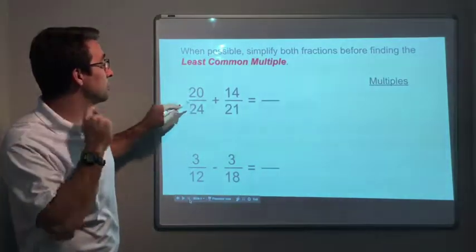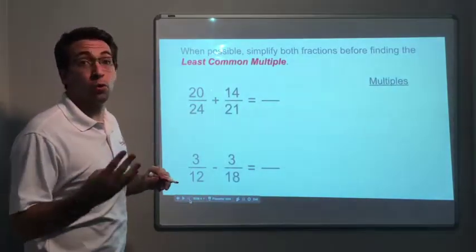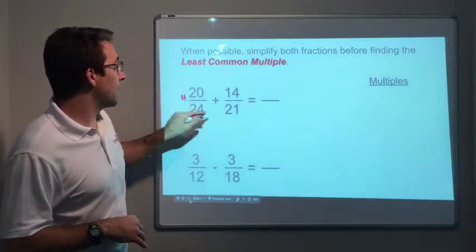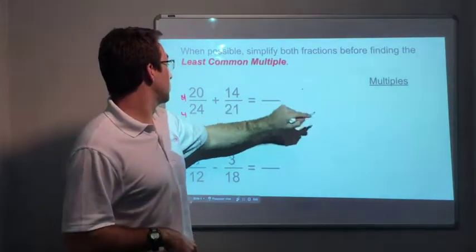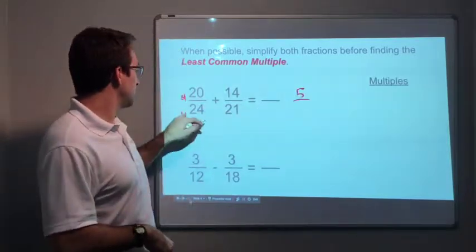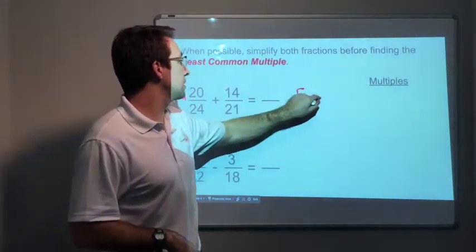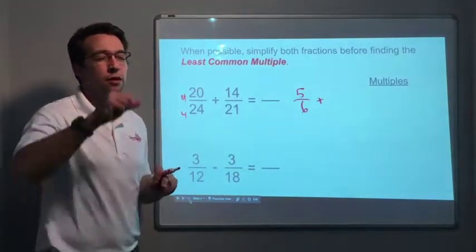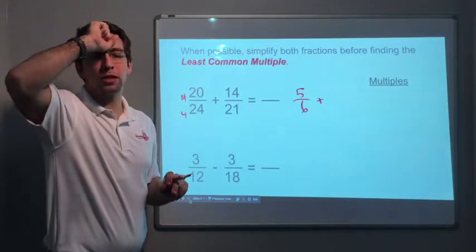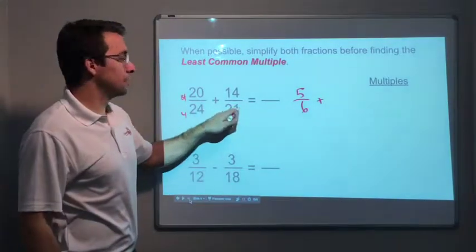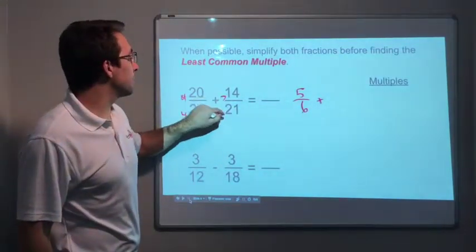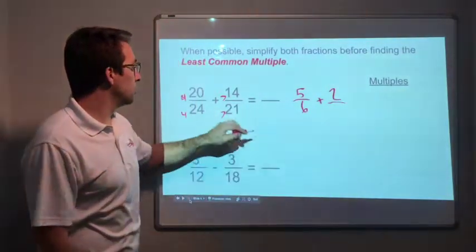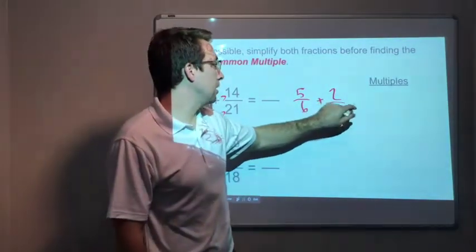The greatest common factor between 20 and 24 is 4. We can divide 20 by 4 and 24 by 4. 20 divided by 4 is 5, and 24 divided by 4 is 6. Plus 14 and 21: 1 times 14, 2 times 7, 7 times 3 is 21. So we'll divide by 7. 14 divided by 7 is 2, and 21 divided by 7 is 3.